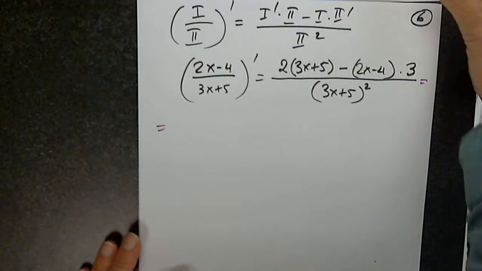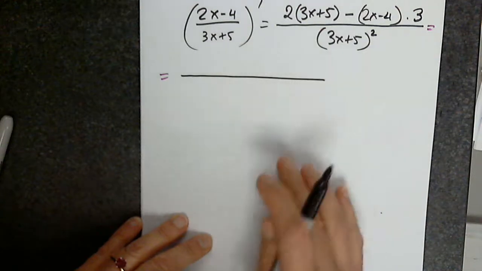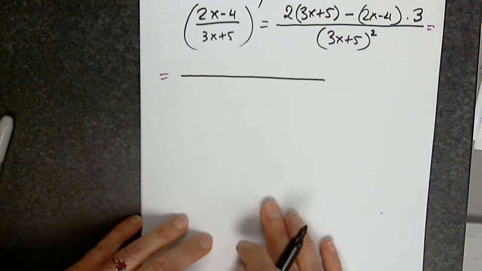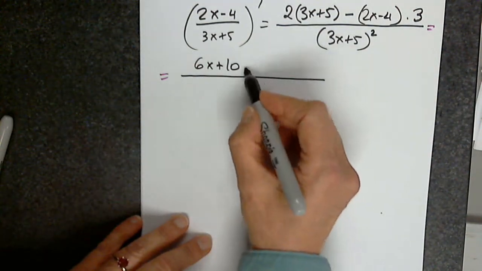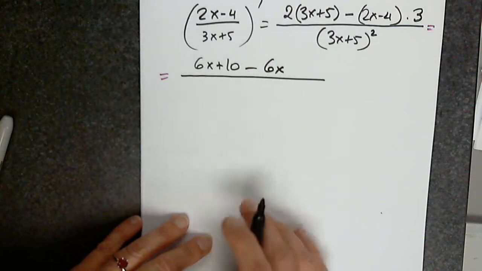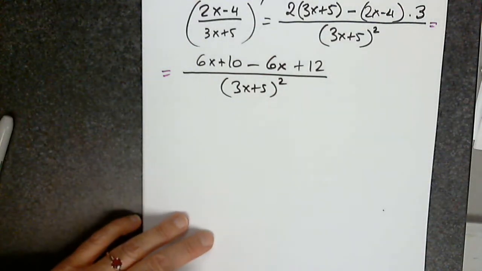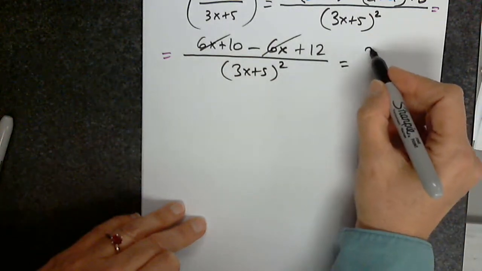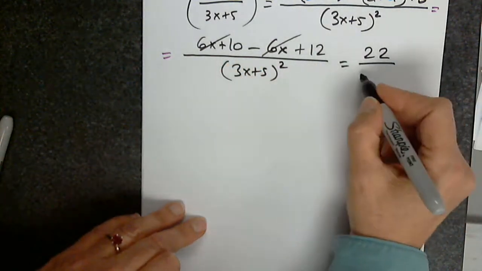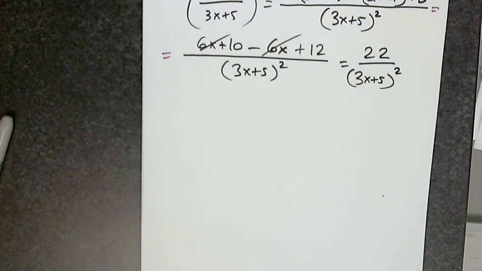So what will I have to do next? Anyone? Excellent. Next step. Final step. So 22 over 3x plus 5 squared. This is how we apply the quotient rule. Any questions on the quotient rule?